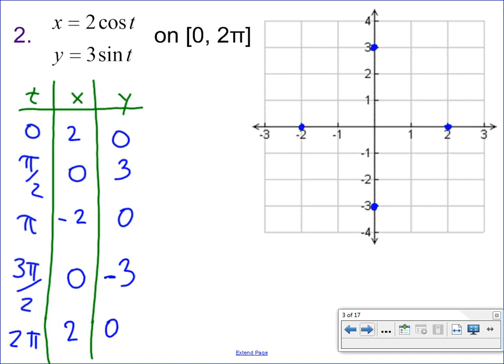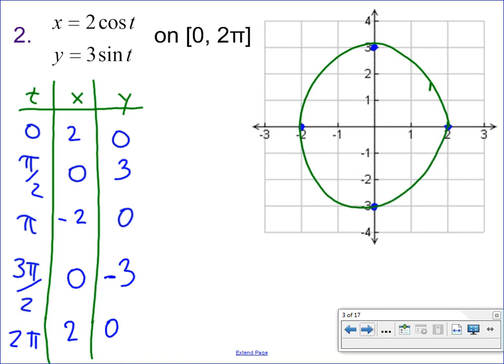Well, gosh, that looks like a parametrically defined ellipse, doesn't it? It's not a circle. It looks like my major axis, my vertical axis, is stretched by a factor of 3. My horizontal is stretched by a factor of 2 from the basic unit circle, but it's an ellipse. So there we go.